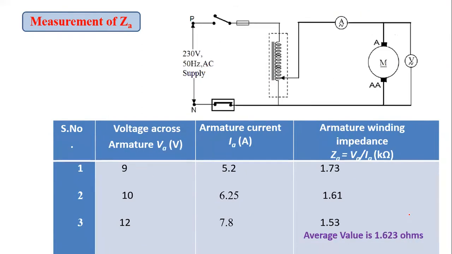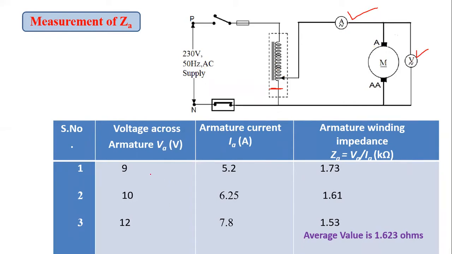This is the armature resistance, 1.6 ohm. Coming to the impedance. For finding the armature impedance ZA, you need to apply an AC voltage, which is why we are using the auto transformer. We give AC supply to the auto transformer, and its initial position will be 0. Slowly we increase the voltage across the armature and check the current flowing and the voltage available across the armature. Once we know the voltage and current, V by I will give the impedance.